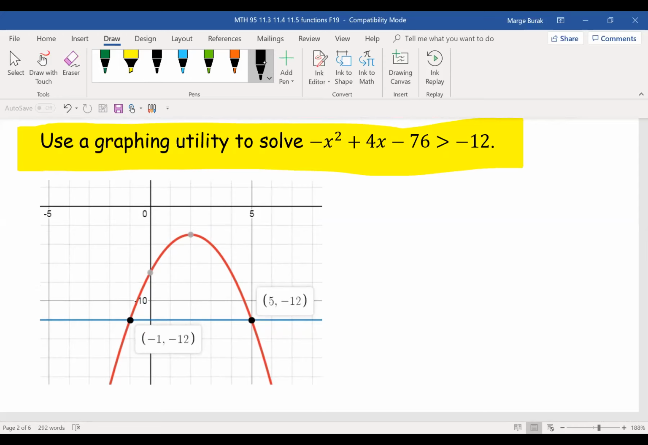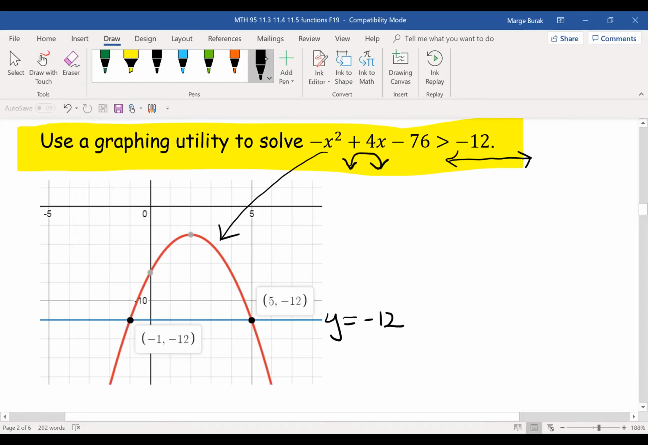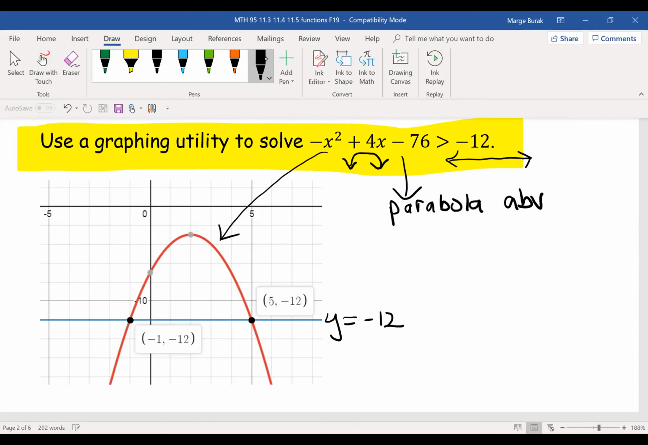And you can see that the parabola is in red and it opens upside down. And negative 12 is just a constant line. That's just a straight line at negative 12. So here we have y equals negative 12. That's the blue line, and then the parabola is the red line. Okay, so the question is, where is the parabola greater than, I want to write that. So this, where is the parabola above, that's what greater than means. Spell it right. Above the line.